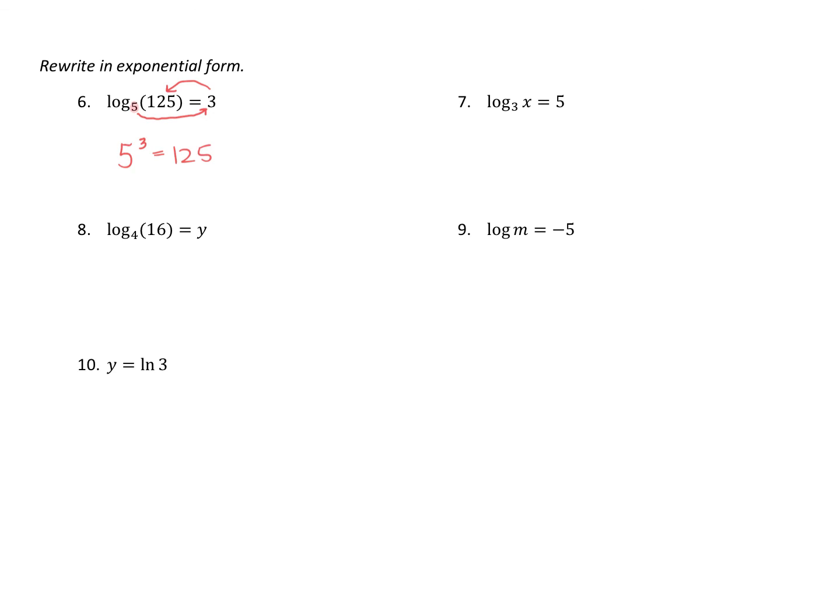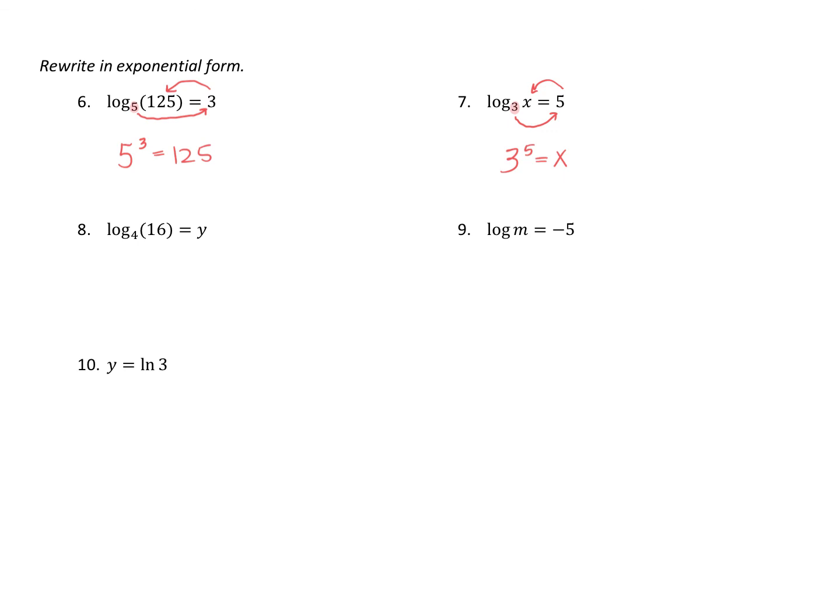And the 125, that's what I'm taking the log of. That's called the argument. So it's the base 5 raised to the third power set equal to the argument, set equal to 125. And that's it. Number 7, we have a logarithmic equation. We want to rewrite it in exponential form. So we start by identifying the base. So 3 raised to the 5th power is equal to x. And that's it.